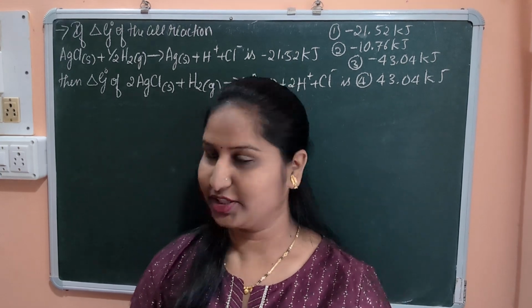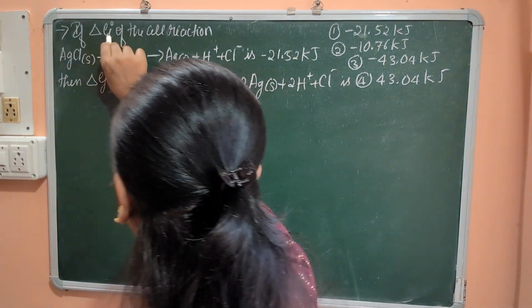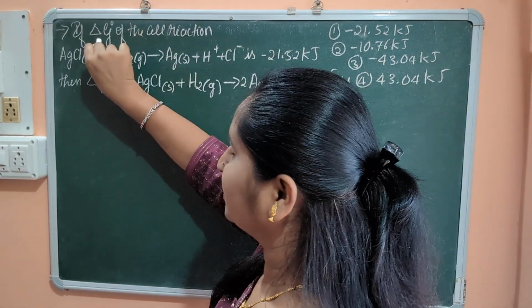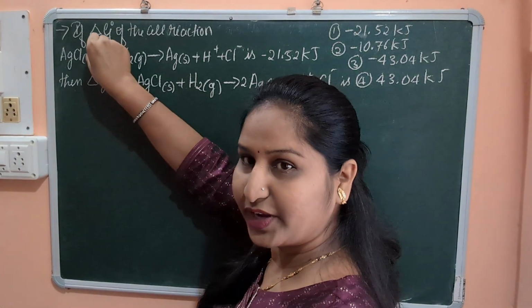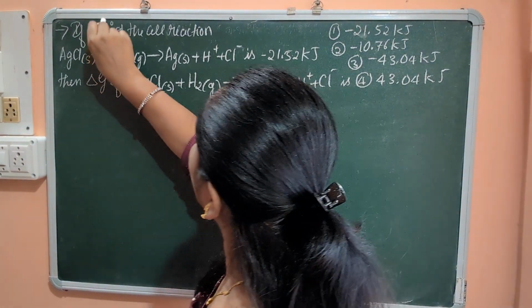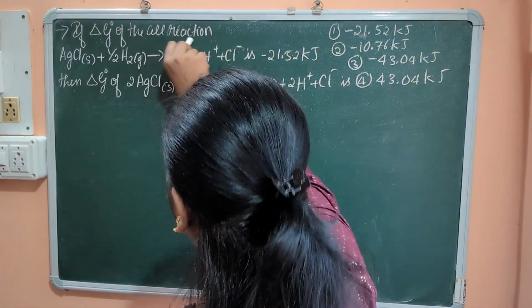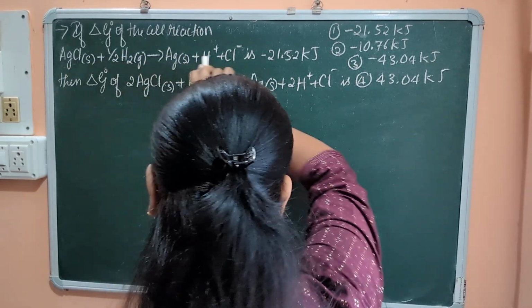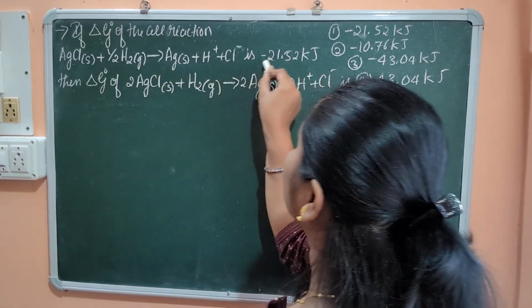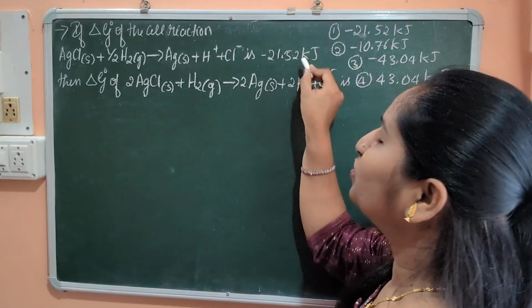Let me read the next question here. If delta G naught is nothing but the standard Gibbs free energy change of the cell reaction, they have given a cell reaction here. That value is minus 21.52 kilojoules.